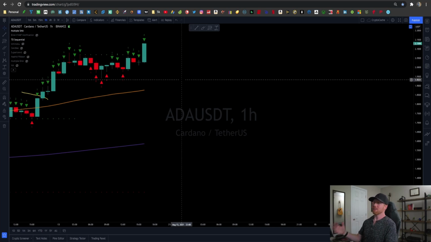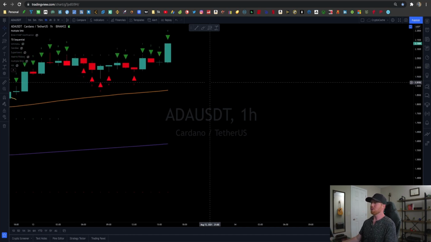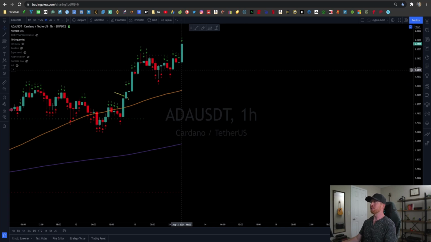Or more importantly, the next 5 hours, we might even see that because we are right at the beginning, or say early middle, of this potential continuation. All right, so just something to note.